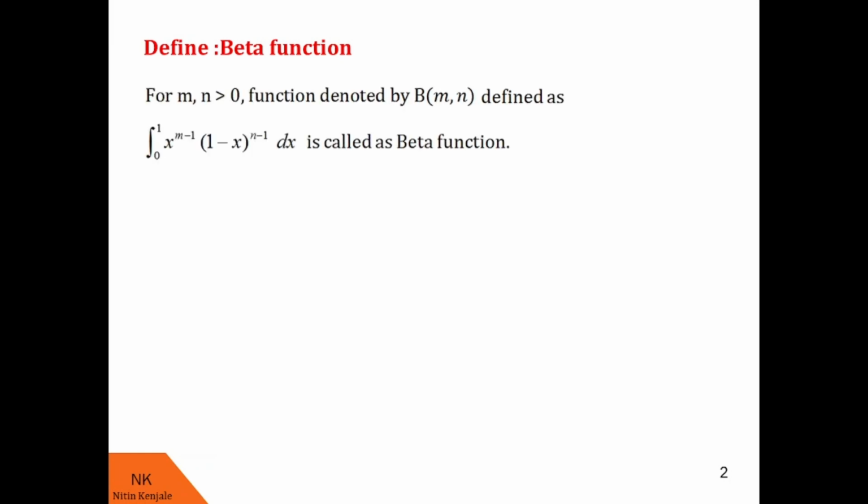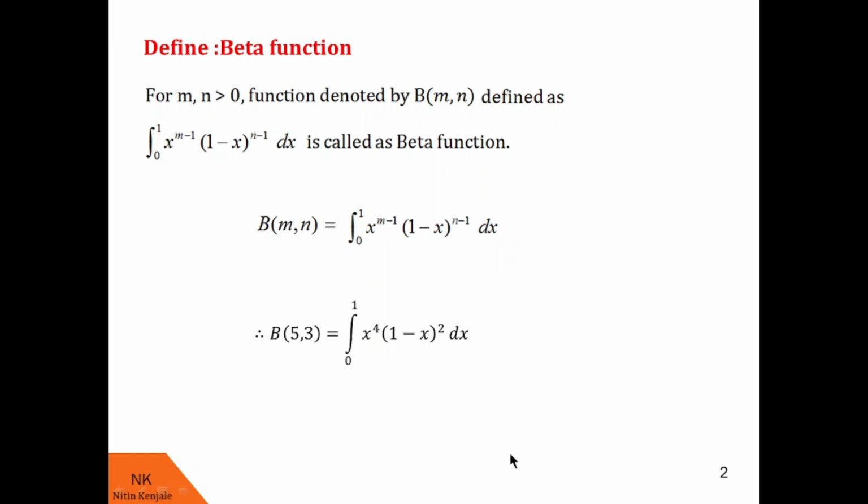For any real numbers m, n greater than 0, we denote beta function of m, n by this notation beta of m, n, and it is defined as an integral of x raised to m minus 1 into 1 minus x raised to n minus 1 dx over the limit 0 to 1. For example, beta of 5 comma 3 is equal to integral of x raised to 4 into 1 minus x square dx over the limit 0 to 1.